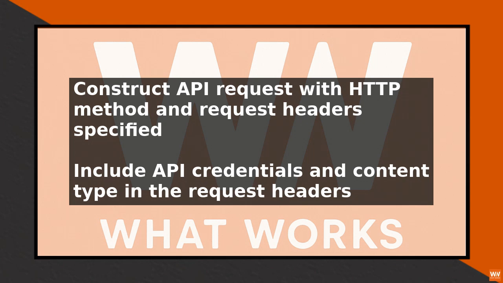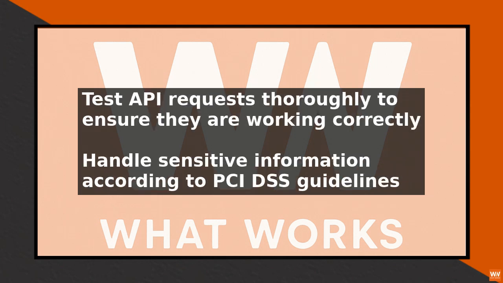Best practices for using the AuthorizeNet REST API include using secure protocols, such as HTTPS, and validating user input to prevent security vulnerabilities. You should also handle sensitive information, such as credit card numbers, in accordance with PCI DSS guidelines.